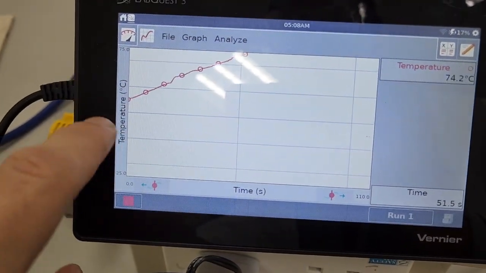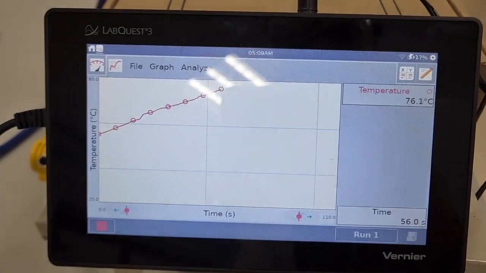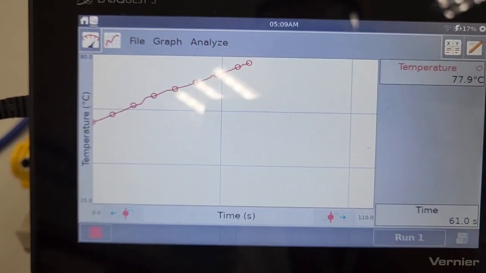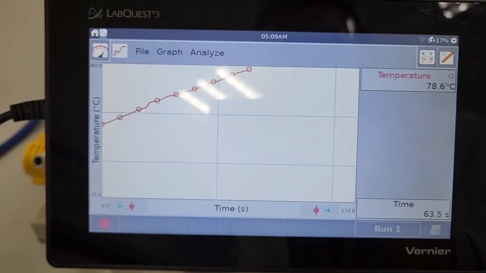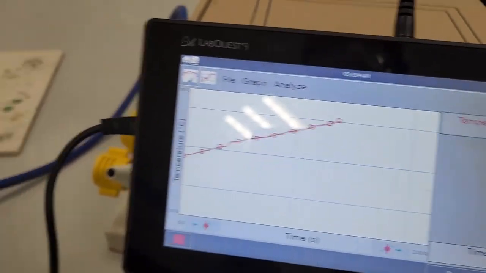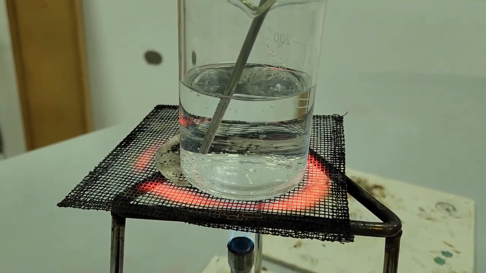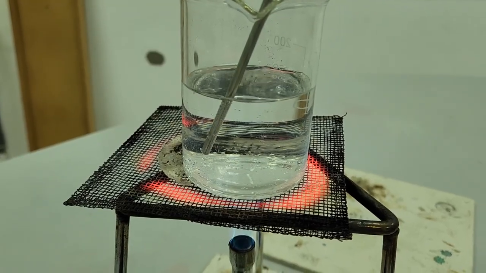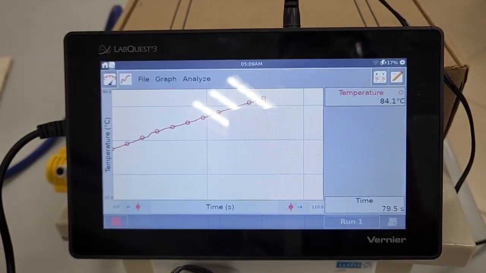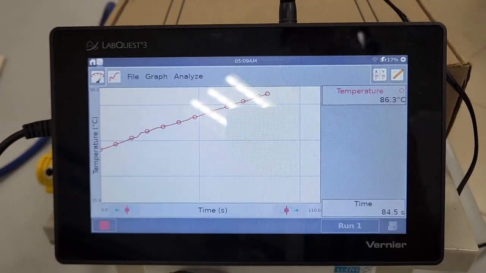Okay, we can see here I'm plotting a graph of temperature against time. The temperature is currently 76 degrees. Apart from a couple of small anomalies in there, we can see there is approximately a straight line, approximately a proportional relationship between temperature and time. And we can see over here the water isn't yet boiling, but you can see it's starting to get quite hot. Let's continue watching this graph. Let's see what happens to the temperature as it reaches boiling point.